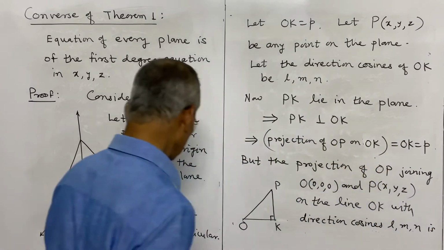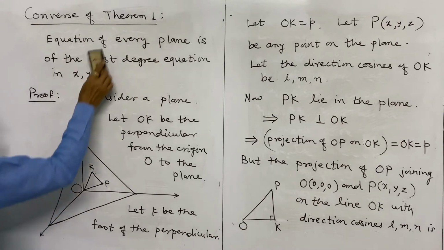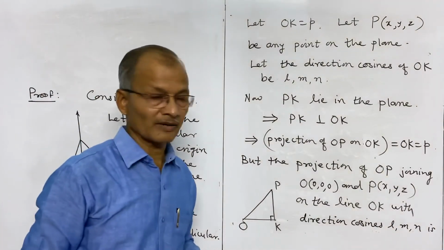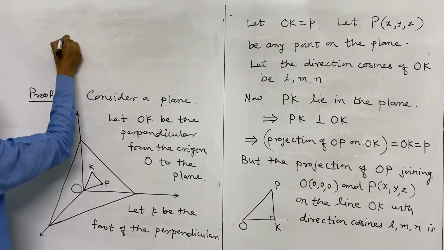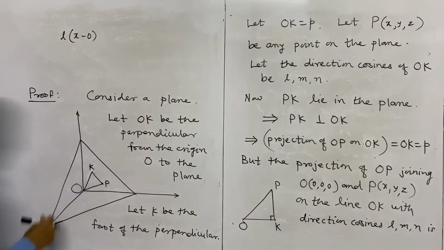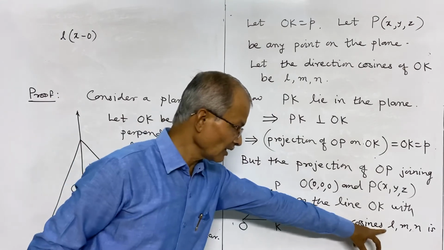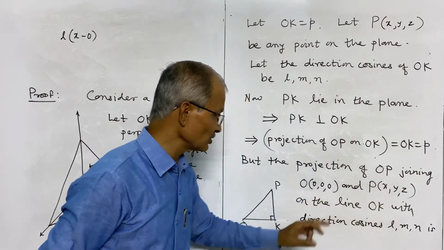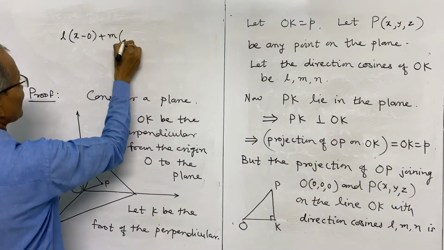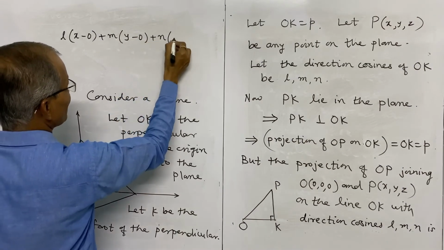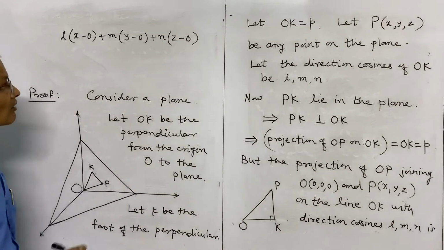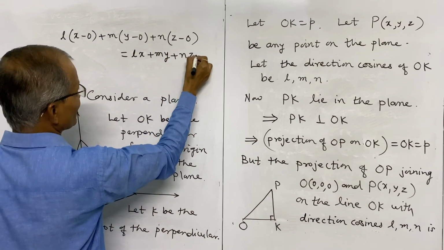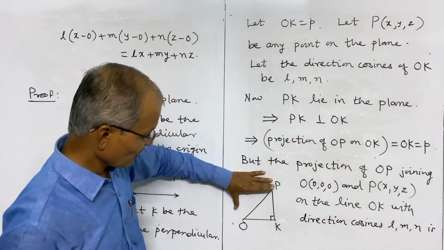this projection is a result from vectors, or a result from last year's geometry, and that is L into x minus 0, since the direction cosines are L, M, N and the points are O and P. So L into x minus 0 plus M into y minus 0 plus N into z minus 0, which is simply equal to Lx plus My plus Nz. So this is the projection of OP on OK.